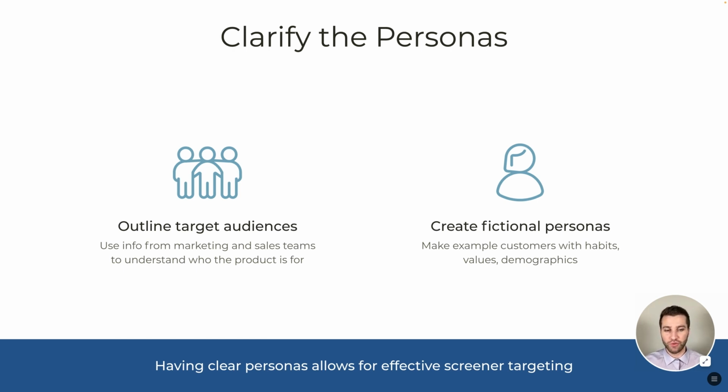Now, it can be useful to create fictional personas for these people. I'm going to show you an example of that in the next slide, so stick with me here. But again, just make example customers with habits, values, and different demographics for your ideal person. Having these clear personas is going to allow for effective screening in our studies.